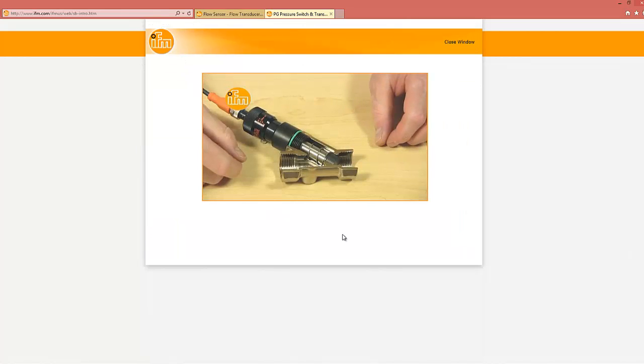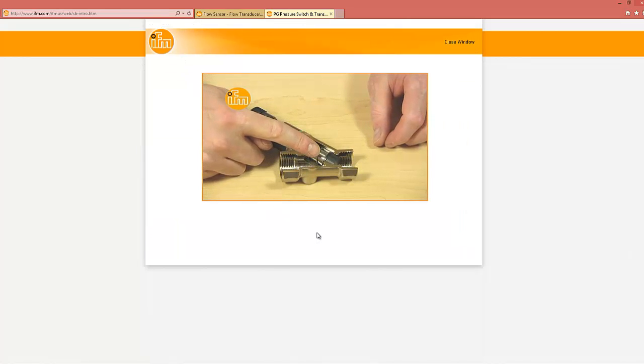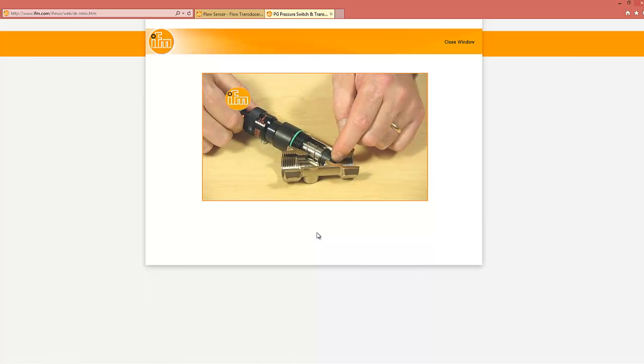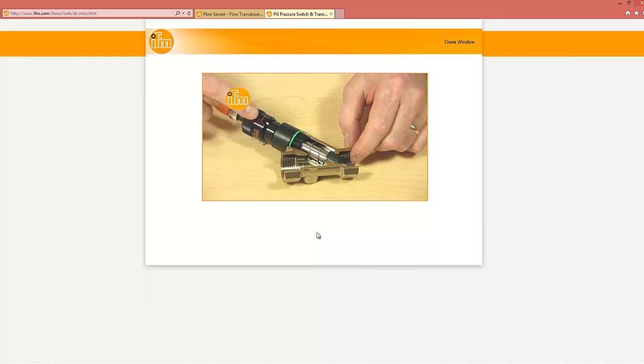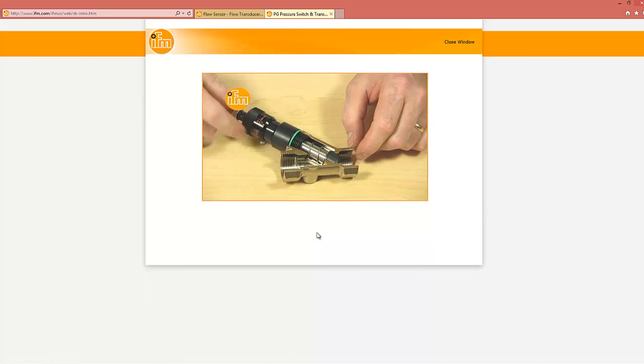In this cutaway, you can see that IFM's mechatronic flow sensor utilizes a spring-supported piston that is lifted by the flowing medium. The piston position is detected via an inductive sensor, and its output is a binary signal.